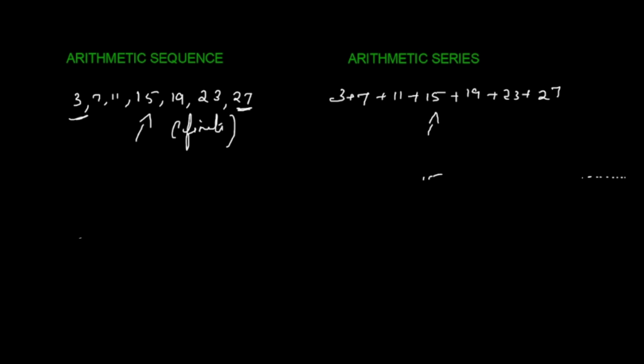What is an infinite sequence? Next we'll see the infinite sequence. That is 3, 7, 11, 15, 19, 23, 27 and so on, dot, dot, dot. That means the beginning term is 3 and it does not have an ending number. Can you find any ending number here? No. After 27 it keeps going on.